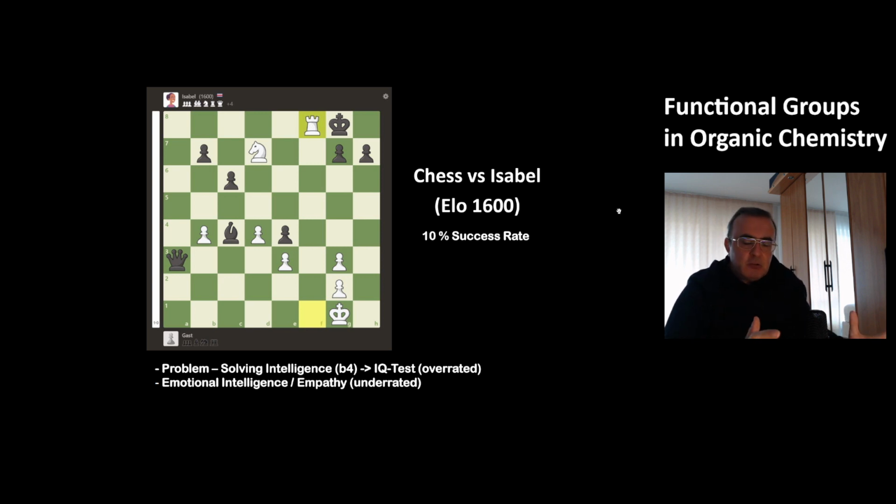And there are 2 components to intelligence. In my opinion, one is overrated, the other is underrated. There's the problem-solving part, problem-solving intelligence, which can be measured by the IQ test. And this is, in my opinion, overrated. Of course, you have an advantage when you have above average IQ, but there's more, and the second part is at least equally important. That's emotional intelligence and empathy, which is, in my opinion, underrated.